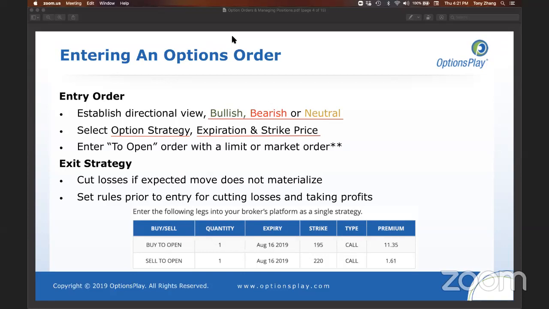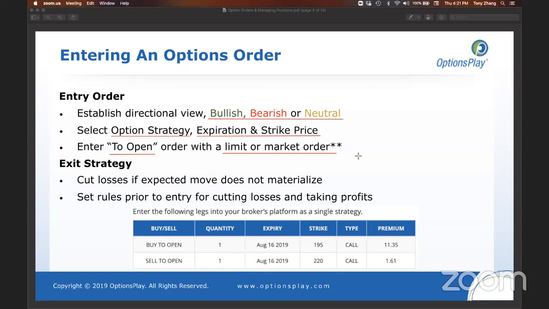First of all, whenever you're entering a position, you always want to start with a to open order. Unlike stock orders where you simply buy or sell, with options you have to buy or sell either to open or to close. So whenever you're starting a position, make sure you're using a to open order. You can place this with either a limit or a market order. Those are your choices here.